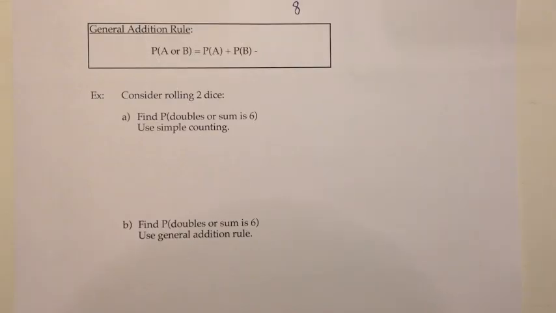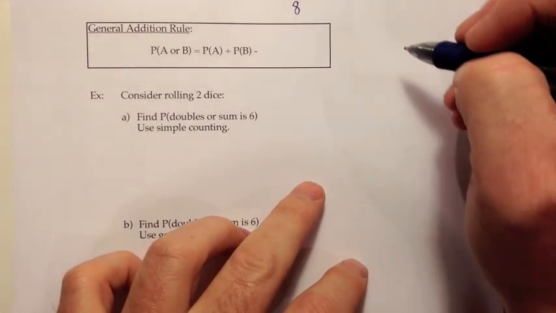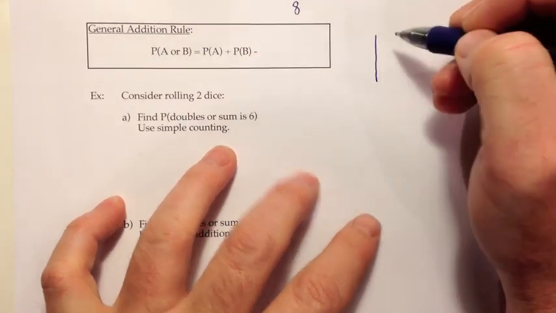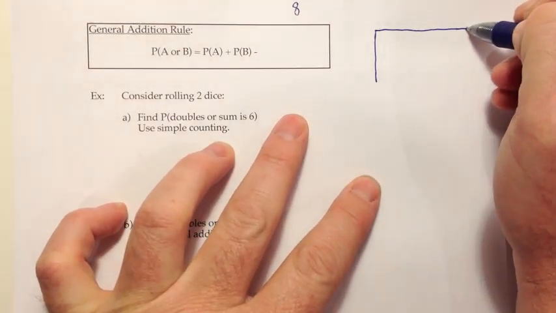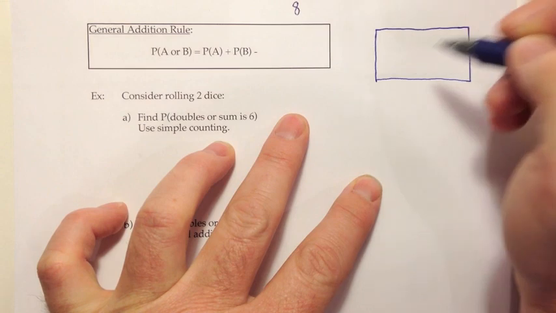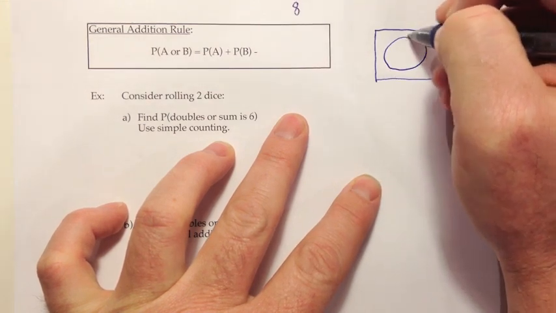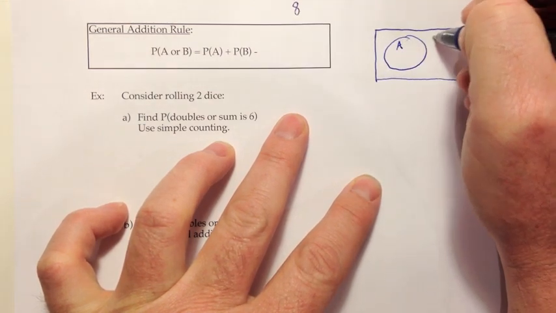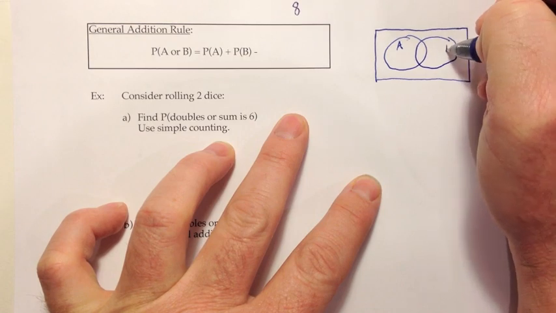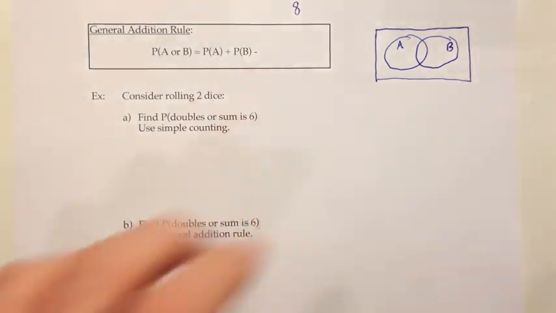Okay, continuing on with section 5.2, we looked at the special addition rule already, and now I want to go ahead and look at the general addition rule and show what happens if we don't know whether or not our two events A and B are mutually exclusive. So let's go ahead and draw a Venn diagram of this situation and think this through. So suppose we have an event A and an event B. Maybe they overlap, maybe they don't, so I'll show the possibility at least that they do.